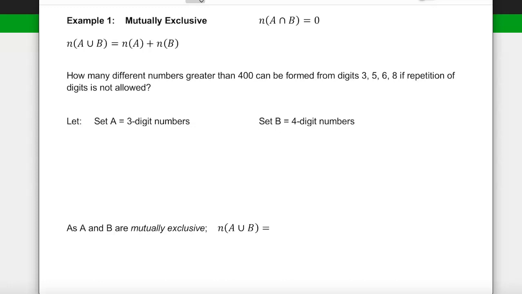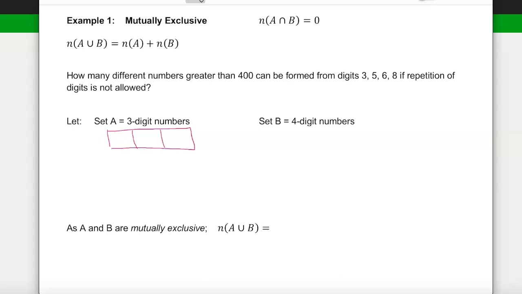So what I'm going to do is consider the fact that we've got 4 digits, so we can do 3-digit numbers and 4-digit numbers. So I'm going to make them my two sets. So first of all, I'm going to consider my set A, my 3-digit numbers, which is completely separate to any 4-digit numbers. So I'm going to have no overlap in my permutations here.